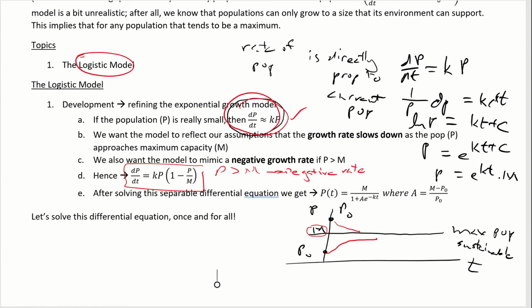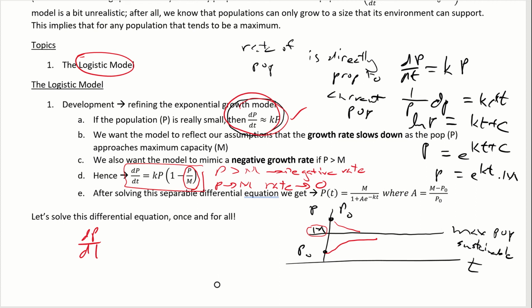But as P gets closer and closer to M, this gets closer and closer to 1, and the rate of change gets closer and closer to 0. So as P approaches M, the rate of growth of the population approaches 0. Now, it's a model. This is not really what happens, but it's a model. Anyway, it's an interesting model, and let's take a peek at this guy.